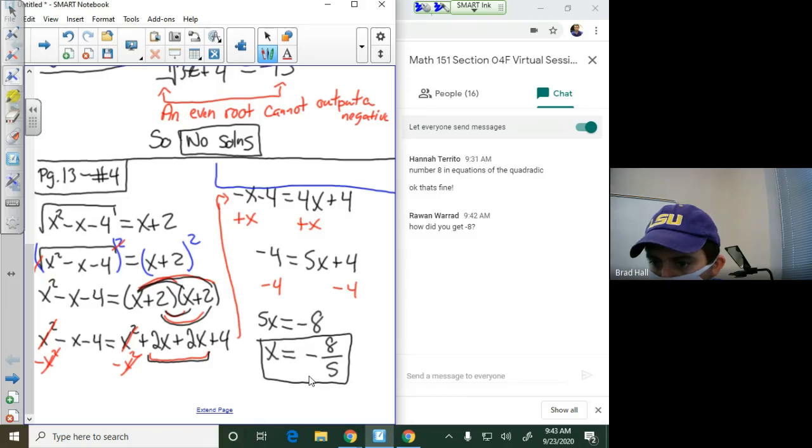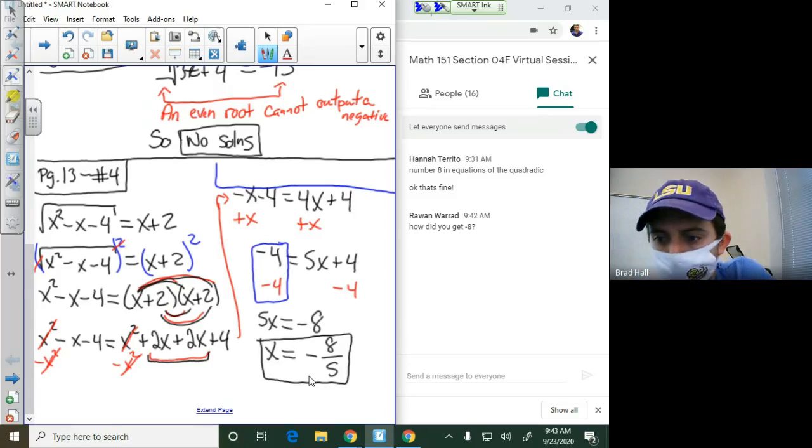So well, negative 8 is just negative 4 minus 4 here. So I just put it over here, right there. So negative 4 minus 4 is negative 8.